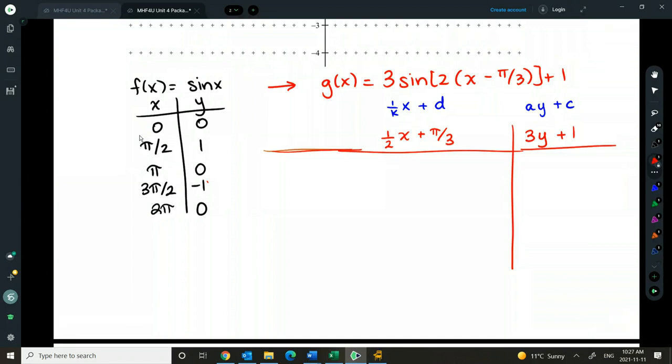So 0 times 3 plus 1, that'll be 1. 1 times 3 plus 1, 4. 0, we already calculated that one. -1 times 3 plus 1, -3 plus 1, -2. And 0, we already calculated, that should be 1 as well.